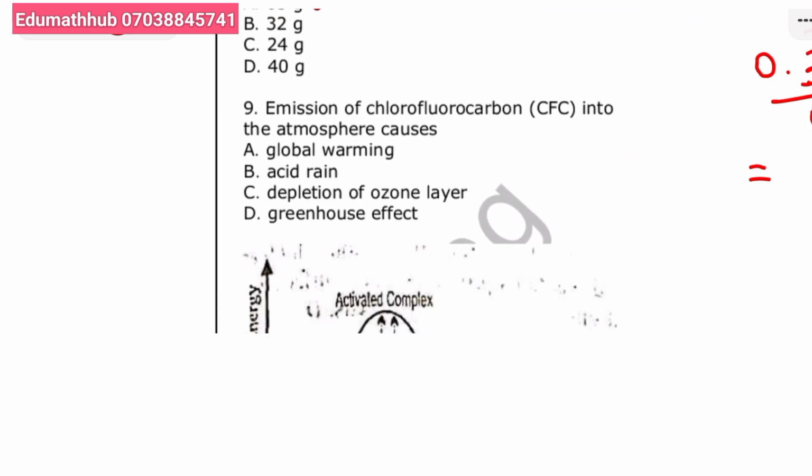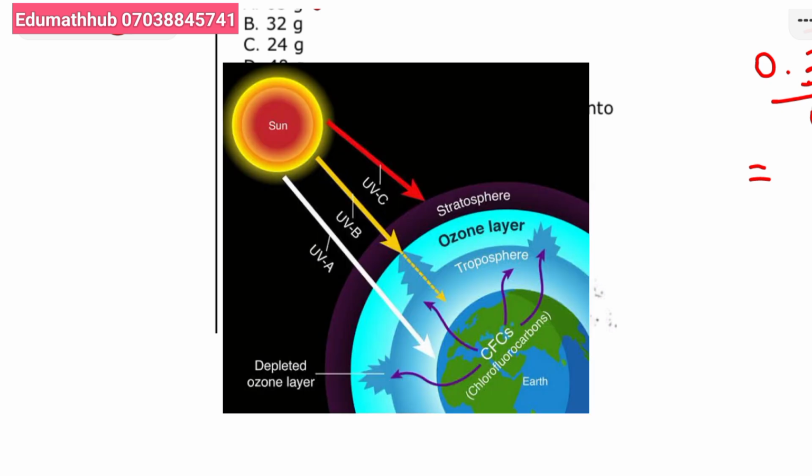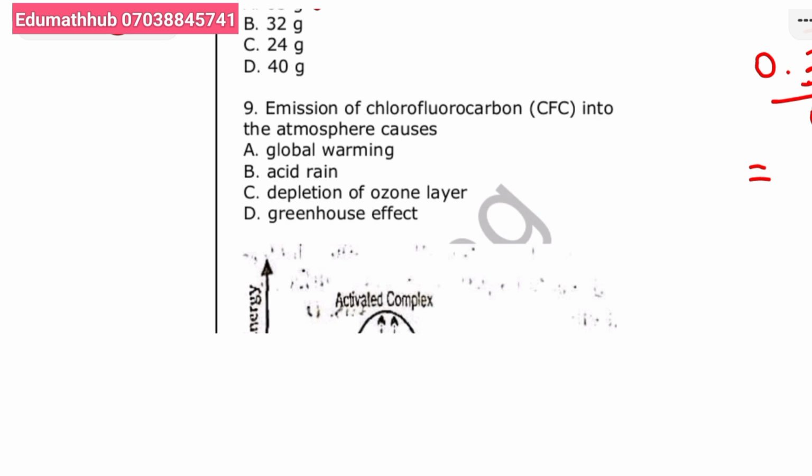The next one: emission of CFC, which stands for chlorofluorocarbon, into the atmosphere causes what? So CFCs are organic compounds, and the major thing that they do in the stratosphere is that they deplete the ozone layer. The ozone layer is like a covering that protects the earth from the harmful ultraviolet rays of the sun. So CFCs deplete the ozone layer. So that's option C.